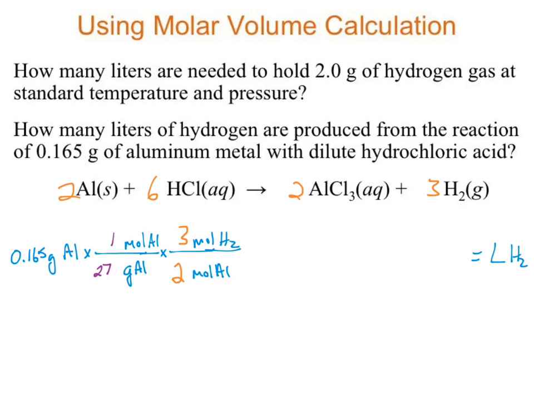What units do we have now? Moles of hydrogen. What units do we want? Liters. Do we have a conversion factor between liters and moles? Yes. What is that relationship? 22.4 liters is 1 mole.